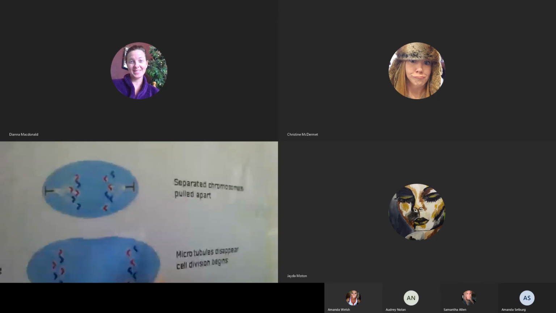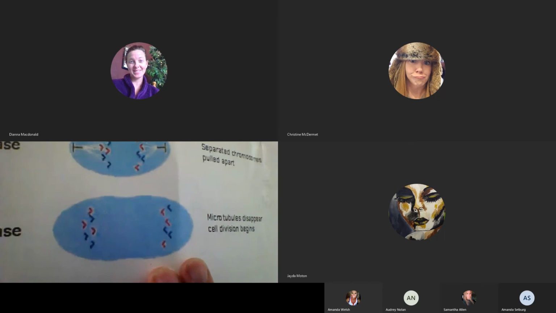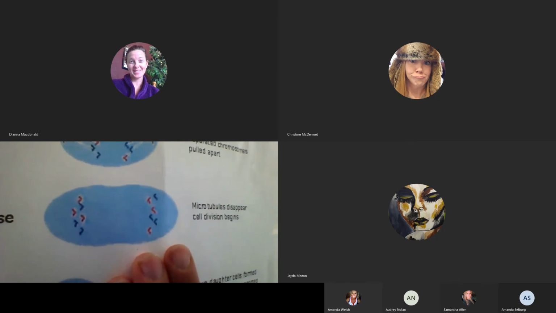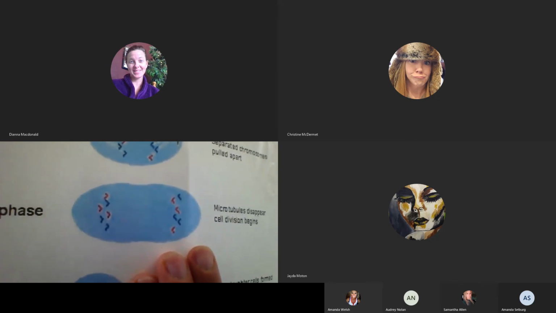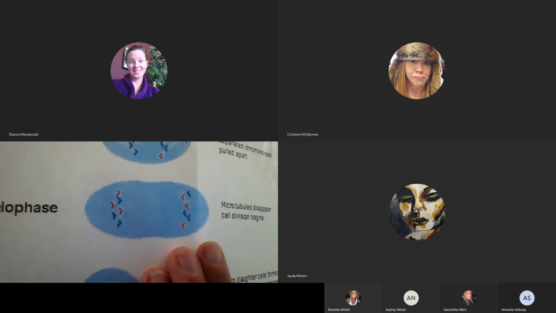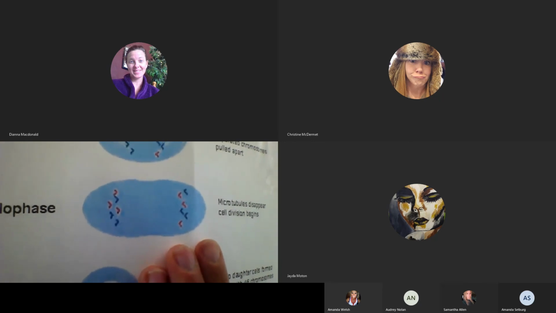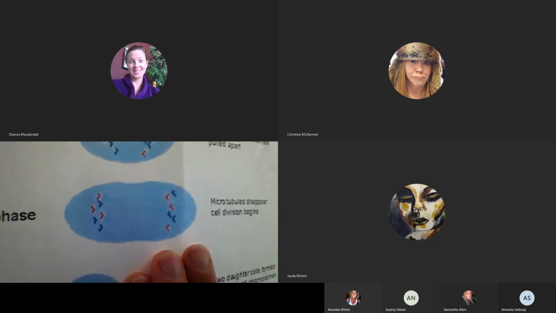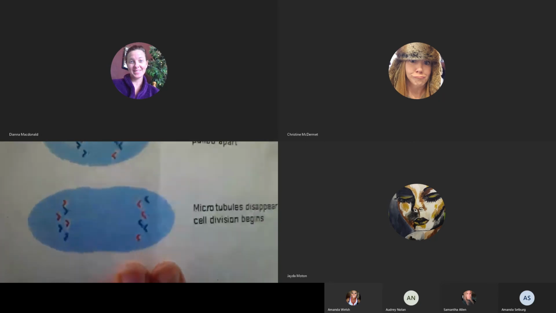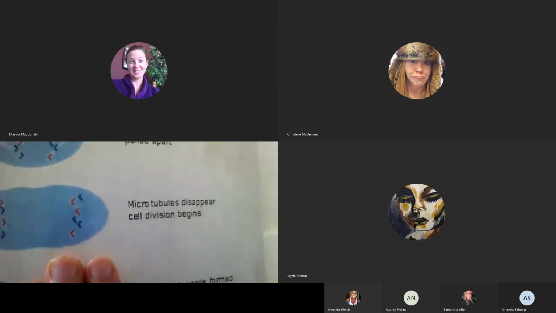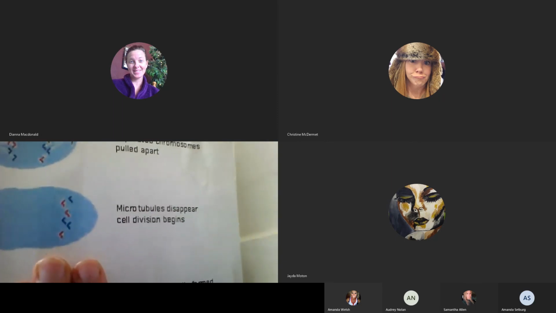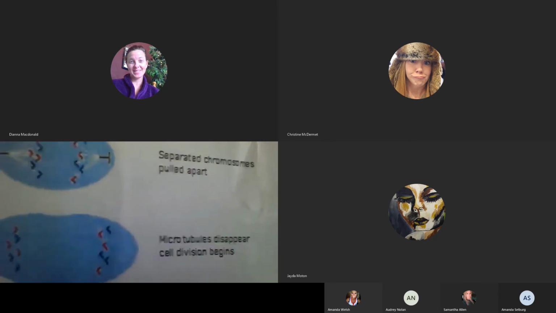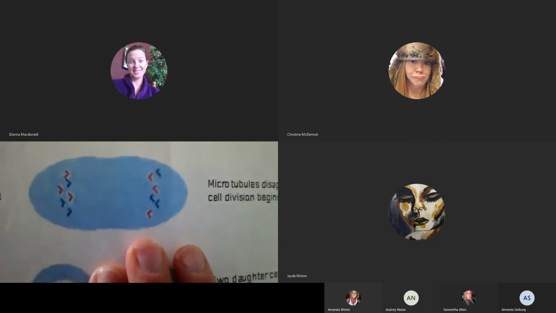So the last stage is when you're about to have those two cells again. You've got telophase. It's like a telescope expanding outward and making a long thing, a long cell, because you've got your cytoplasm dividing into two parts and two sets of chromosomes. Now they each have 46. So there are microtubules that disappear and the cell division begins. So they've separated across the cell into two sides.